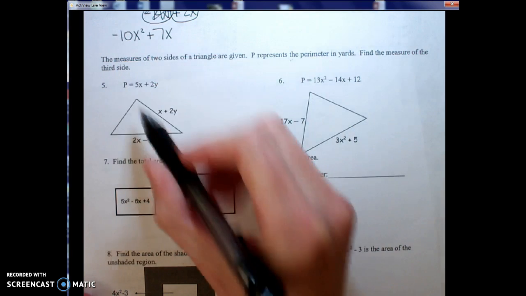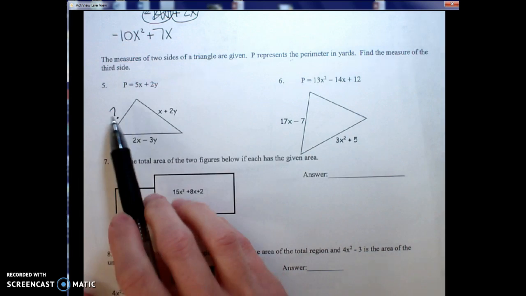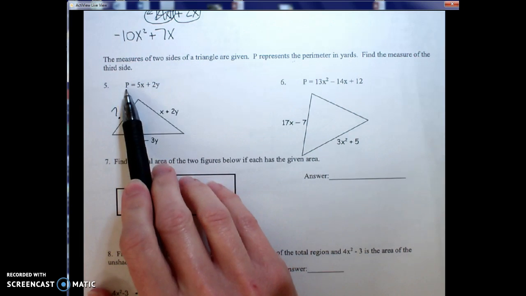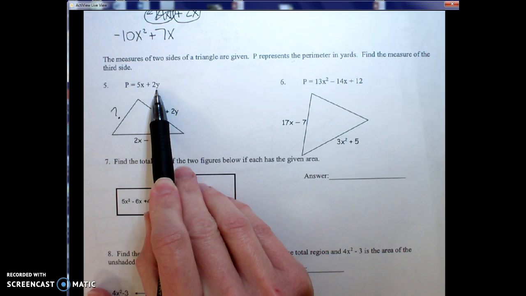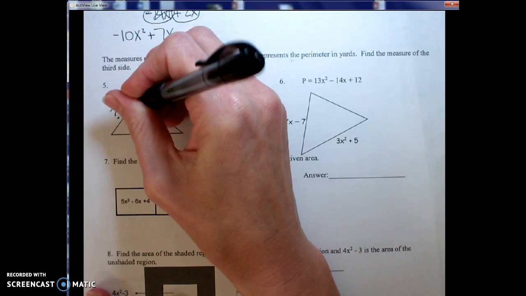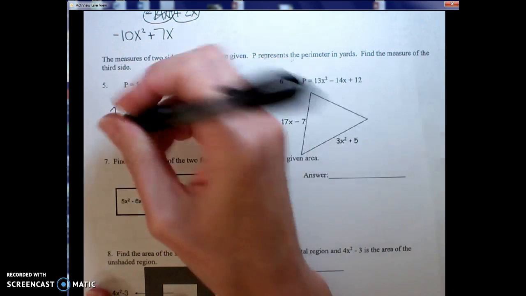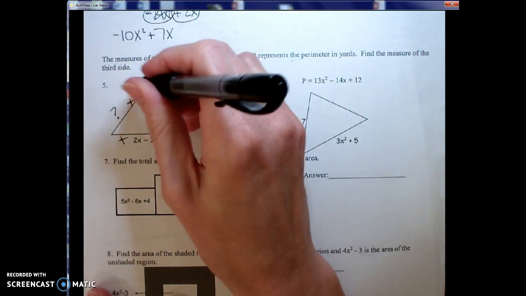So for problem number 5, you can clearly see two sides are marked, but there's a third side that's missing. That's what you're trying to solve for. The P equals, this is your perimeter. So our perimeter would be 5x plus 2y. First thing you have to know is that in order to find the perimeter, all you're doing is adding up your side lengths. So you add them all up, and this would be your total up here.